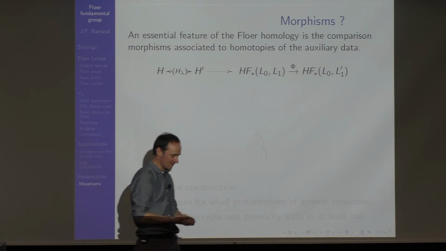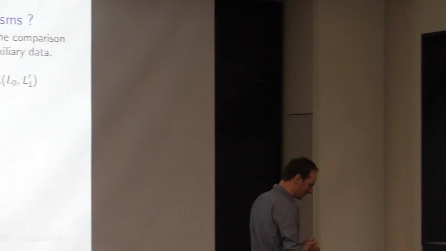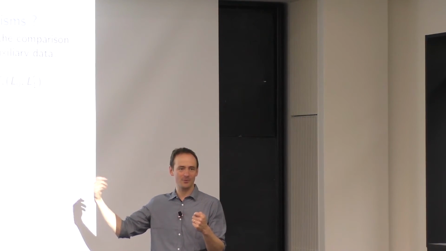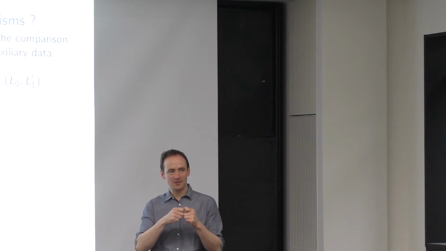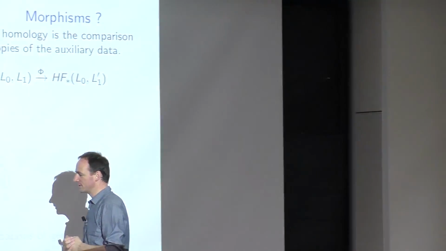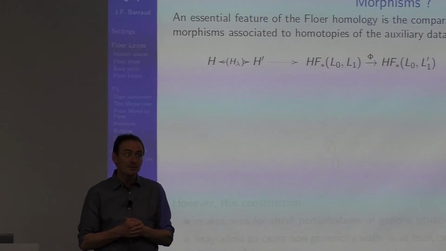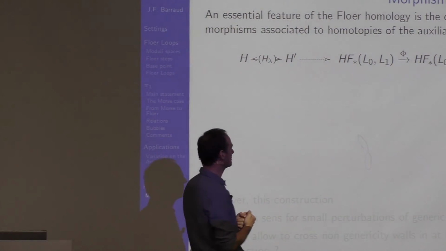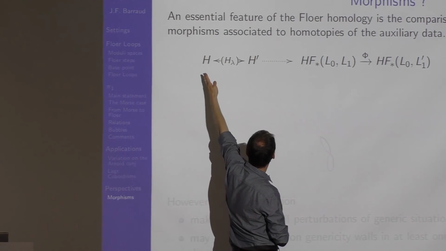Okay, so one of the very important features you have in Floer homology is that you have continuation morphisms. We have seen them appearing several times. You can make them compatible with the action and so with the filtration. Unfortunately, at the moment, I don't have such things for the fundamental group, which is a problem.